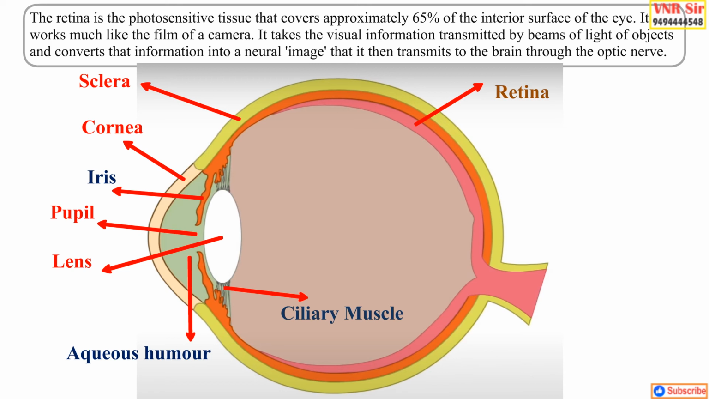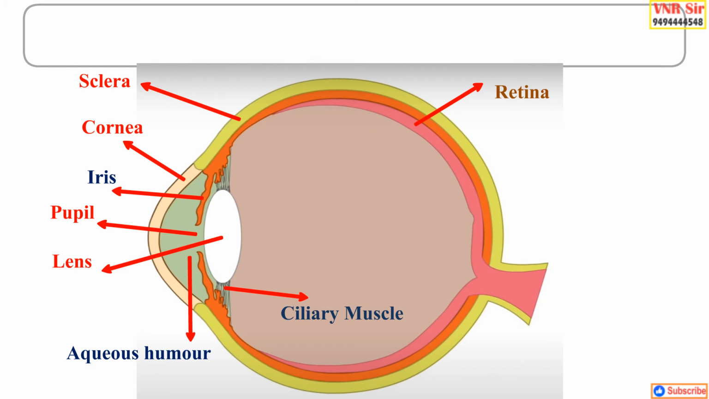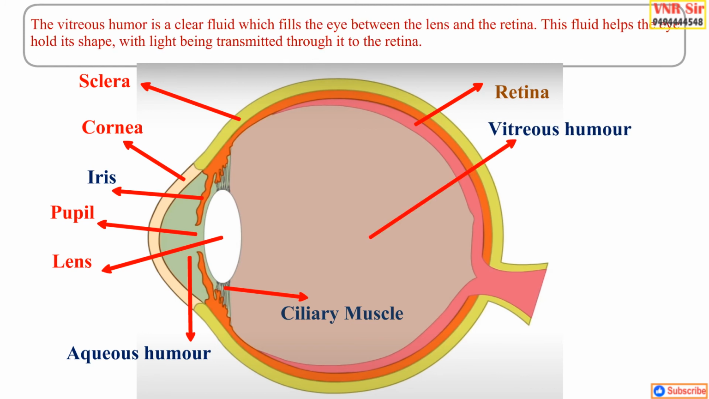Another part is the vitreous humor. The vitreous humor is a clear fluid which fills the eye between the lens and the retina. This fluid helps the eye hold its perfect shape, with light being transmitted through it onto the retina.